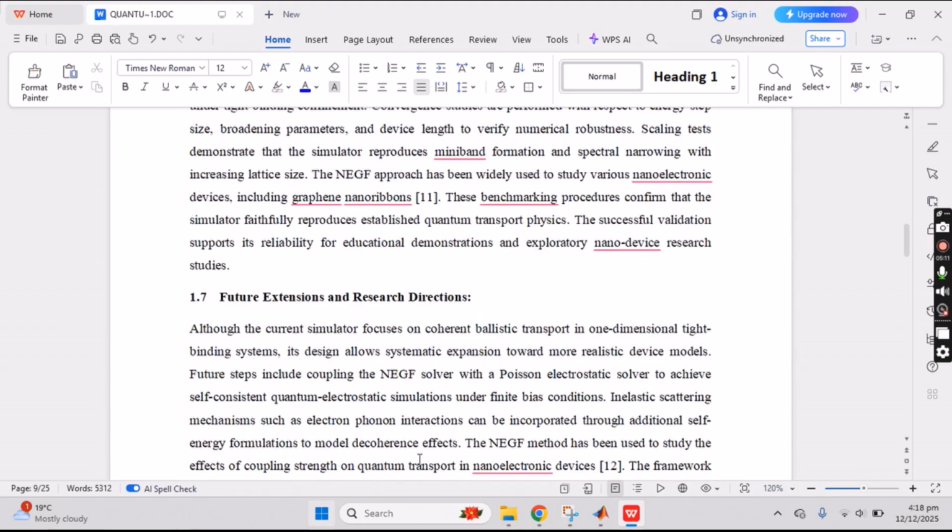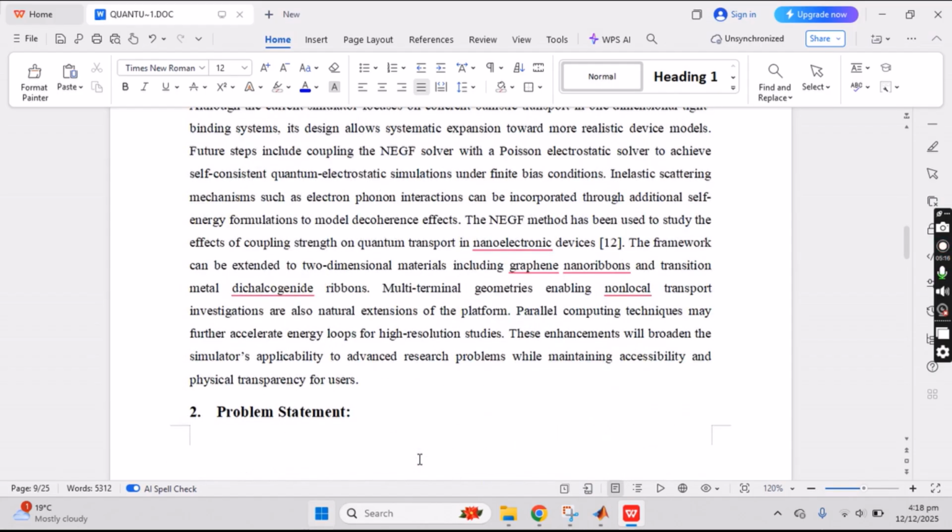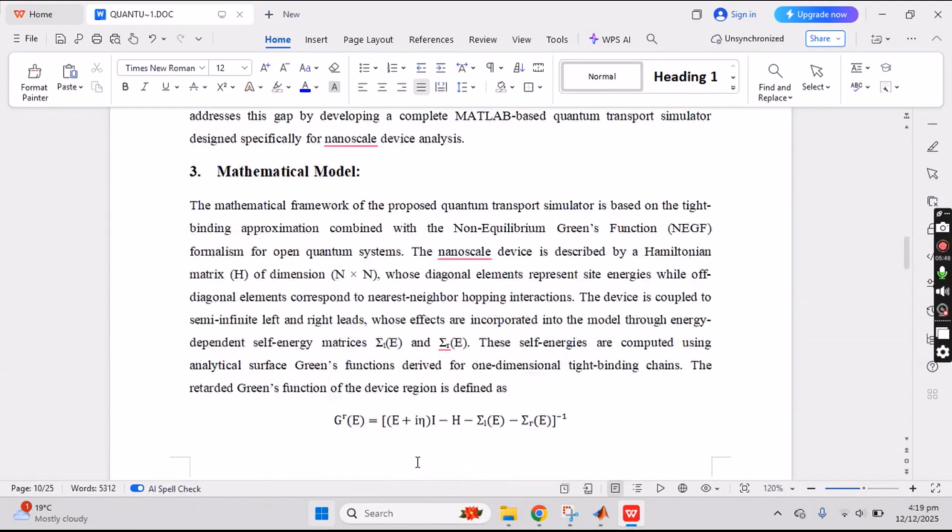Next are future extensions and research directions. In the future, we can extend this to two-dimensional materials, including graphene ribbons and transition metal dichalcogenide ribbons. Multi-terminal geometries enabling non-local transport investigations are also natural extensions of the platform. Then comes the problem statement and the mathematical model.